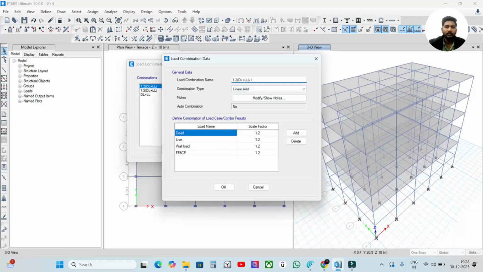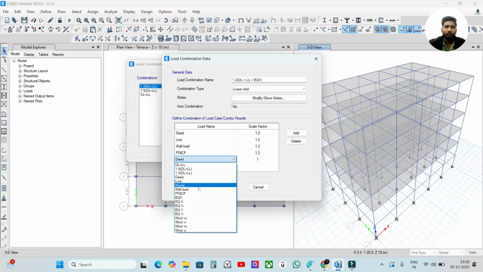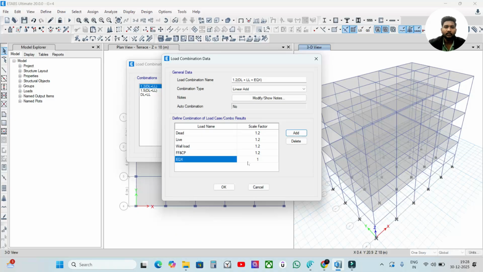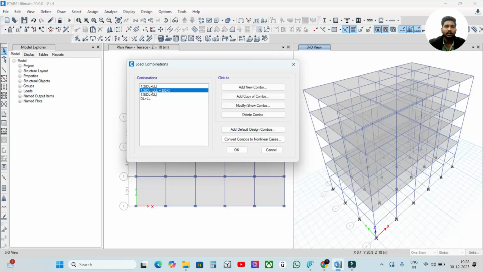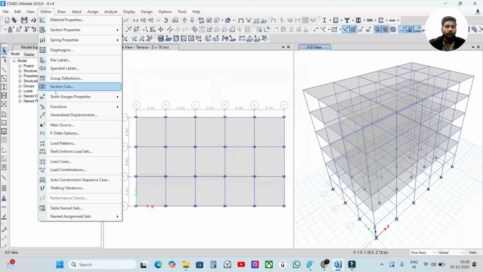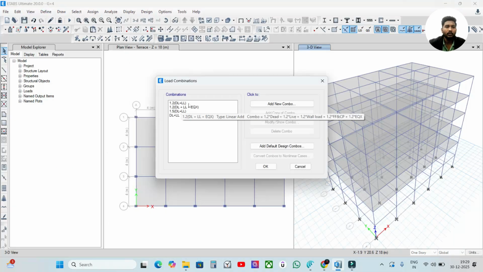I will put the name here and enter one more combo. Here I will choose earthquake X, positive X, and you can see that we have added it with the 1.2 combo. We have taken all these combinations. Click on OK, and this way the load combination has been added. Click on OK, and when you go back and choose Load Combination, you can see that 1.2 times dead load plus live load plus earthquake in X has been applied.